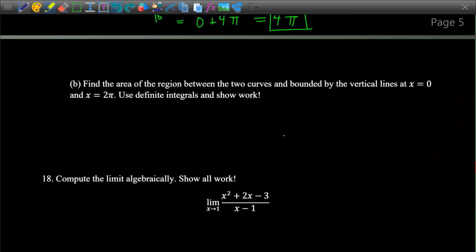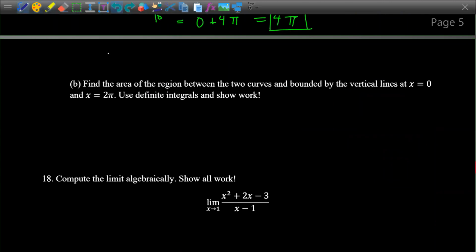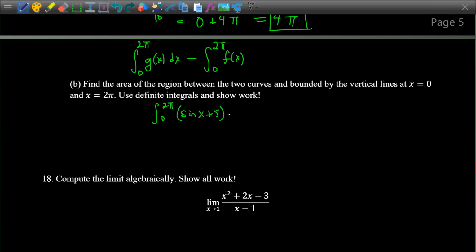So as I said, our strategy here is we're going to have the area of g of x, basically, dx from 0 to 2 pi. That's going to be the area going all the way down to the x-axis. And we're going to subtract from that what we found earlier, which was the area under f of x from 0 to 2 pi. So all we really need as far as the integration is to integrate the g of x, which was the sine of x, plus 5. And don't forget the dx.